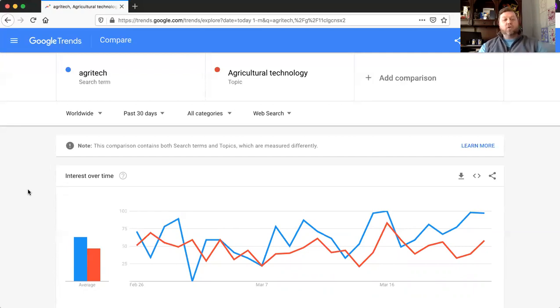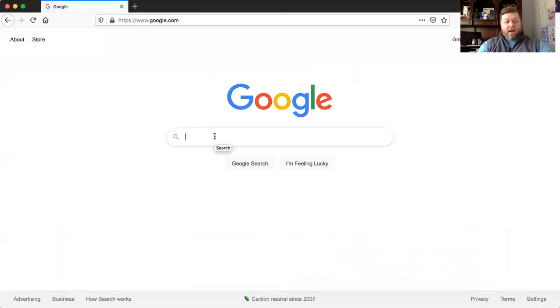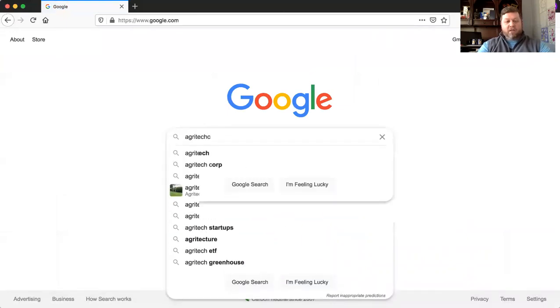So I just want to share this Google Trends piece because I think it's really interesting to look at how we use it. I'm going to go back to Google for a second here and understand agritech companies. Who's out there doing it today?